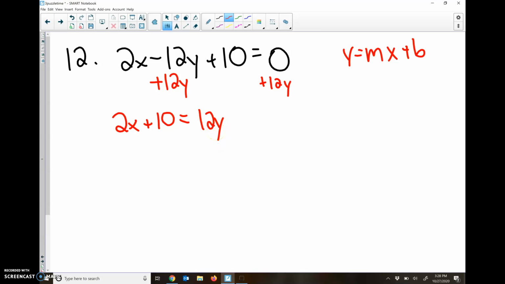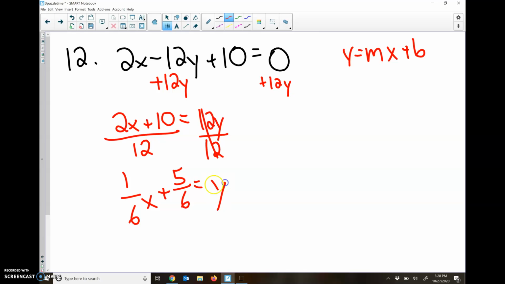Okay, so now my y's are all on the right side. So I'm going to end up dividing both sides by 12. And unfortunately, none of these are going to divide very nicely by 12. 2 over 12 is the same as 1 over 6. 10 over 12 is the same as 5 over 6. And 12 over 12 cancels out, so I'm just left with 1. So now it finally says y equals, and we got 1/6 x plus 5/6.